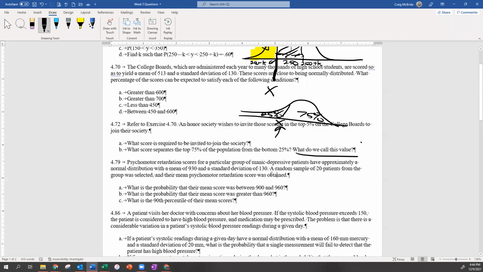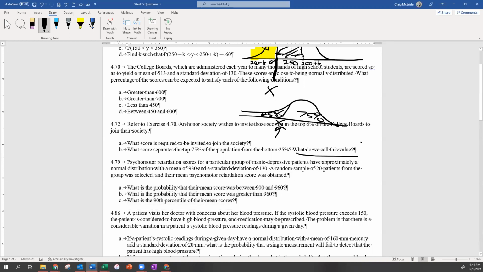The only difference is now you're doing a random sample of 20. According to the central limit theorem, the mean stays the same, but remember the new standard deviation is the population standard deviation of 130 divided by the square root of your sample size. So all you have to do is take 130 divided by the square root of 20. That becomes your new standard deviation. Then you run everything like you did in the previous examples.